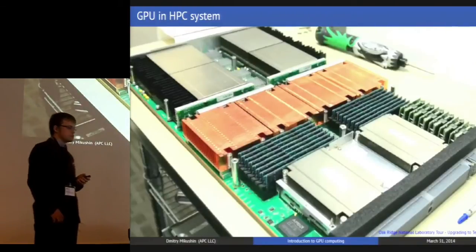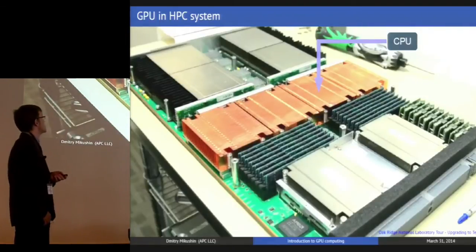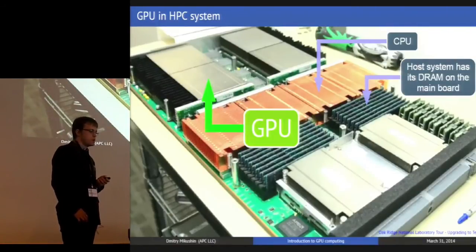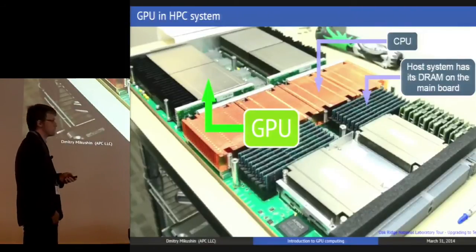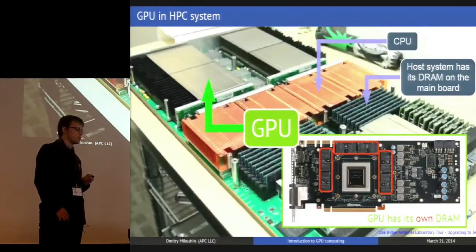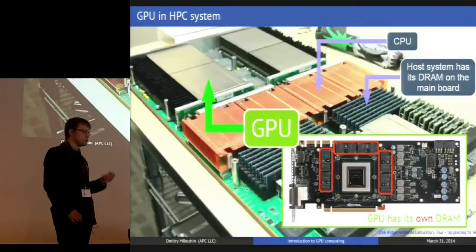So what is the position of GPUs in HPC systems? Here we have a node of the Titan supercomputer. Here's the CPU under the cover. Here's the host system memory. And here we have four GPUs. Maybe the key property for the introduction is that the GPU has its own DRAM, which means that either the user or the software should explicitly transfer input and output data between the GPU and the host system.